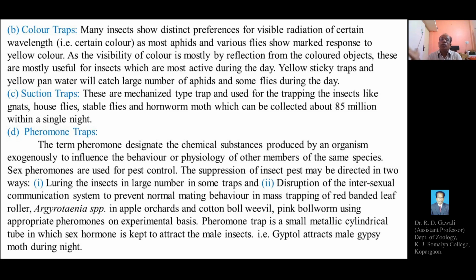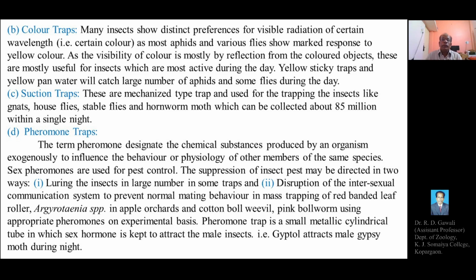ultimately the male members of the particular pest species get attracted towards the pheromone trap containing the sex attractants. For example, for the male gypsy moth we can use gyptol, the sex hormone, which will attract only the male members of the gypsy moth towards the pheromone trap during the night. A large number of male gypsy moths can be collected in a pheromone trap containing gyptol, from where we can collect them and kill them.